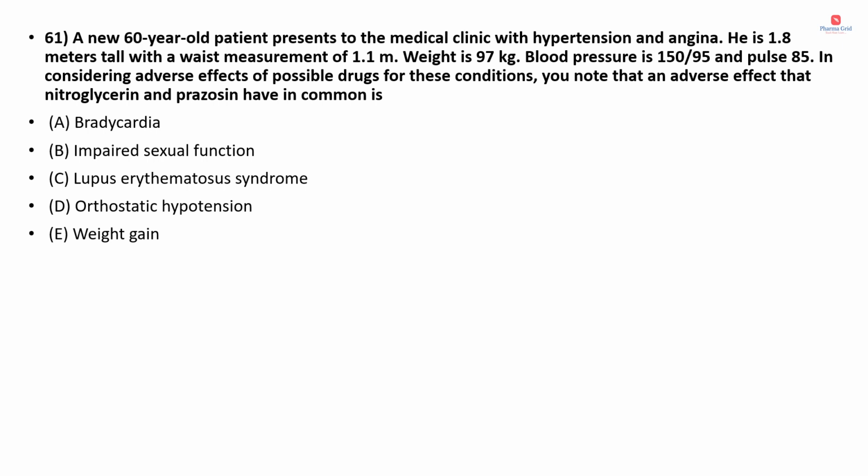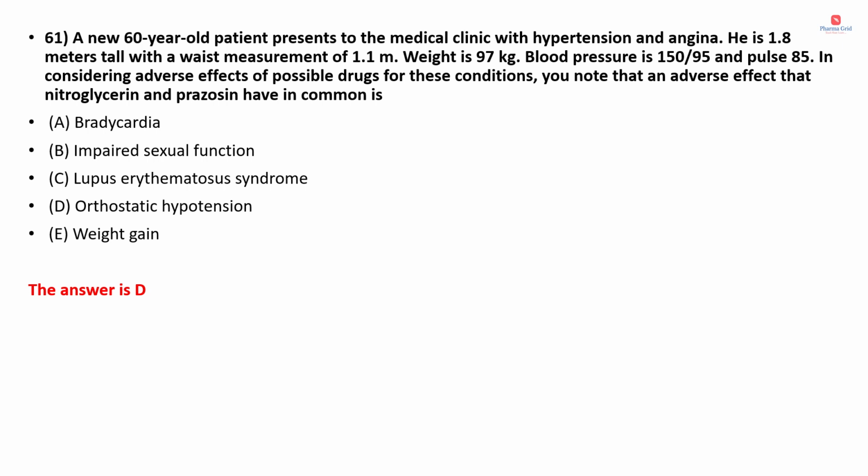Okay, so here the particular patient has got two conditions. One is hypertension and the next one is angina. And the medications given in the question are nitroglycerin and prazosin. Nitroglycerin is an anti-anginal drug, whereas prazosin, which is an alpha blocker, has been given for hypertension. So in this question, we need to find out the adverse effect that is common for both nitroglycerin and prazosin. So here the correct answer is option D, that is orthostatic hypotension.